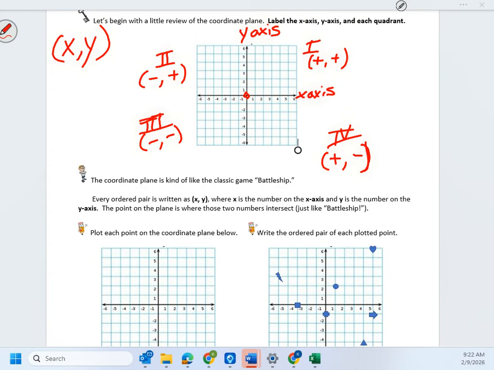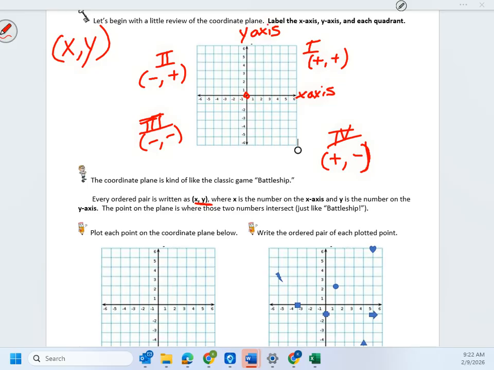The coordinate plane is kind of like the classic game of Battleship, right? When you're figuring out where you want to, try to hit somebody else's battleship, and you're going through those. So every ordered pair is written as that XY, where X is the number on the X-axis. So we're always going left and right first. Then our Y-axis goes up and down, so we go up and down second. The point on the plane is where those 2 numbers intersect, just like in Battleship.